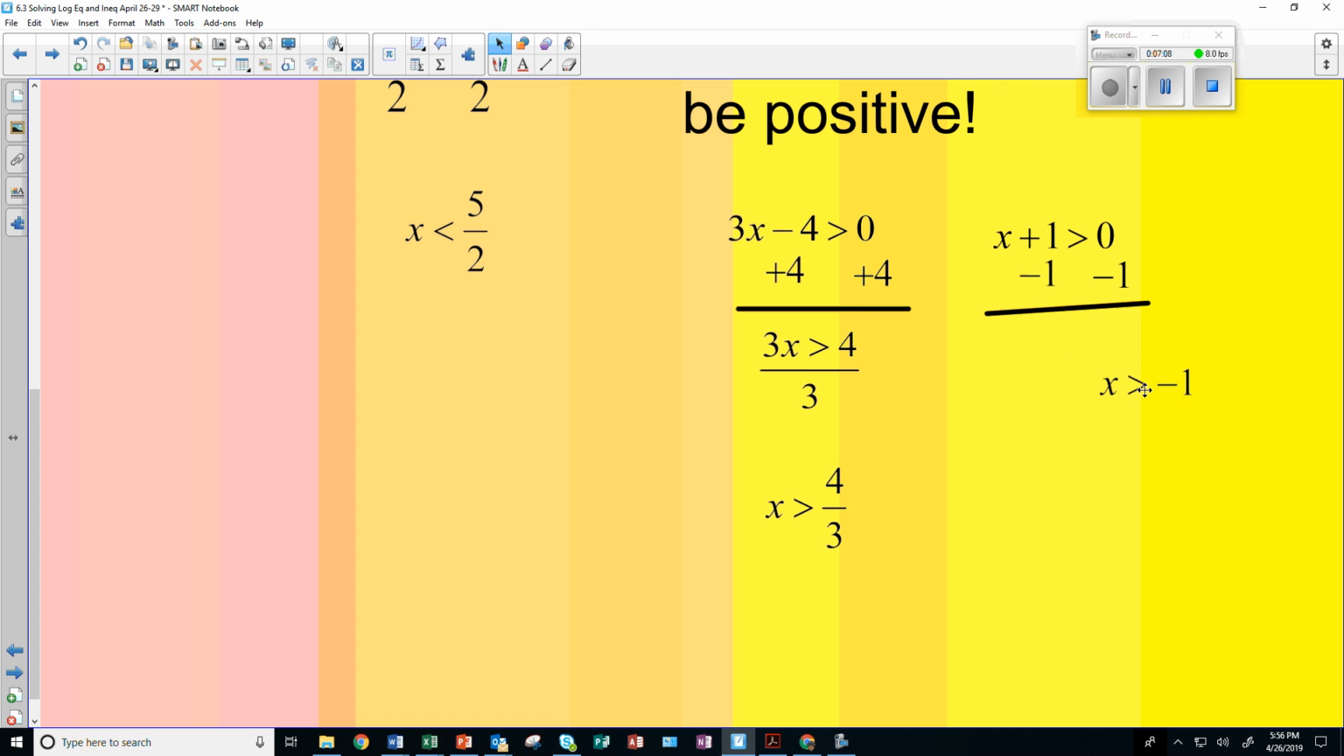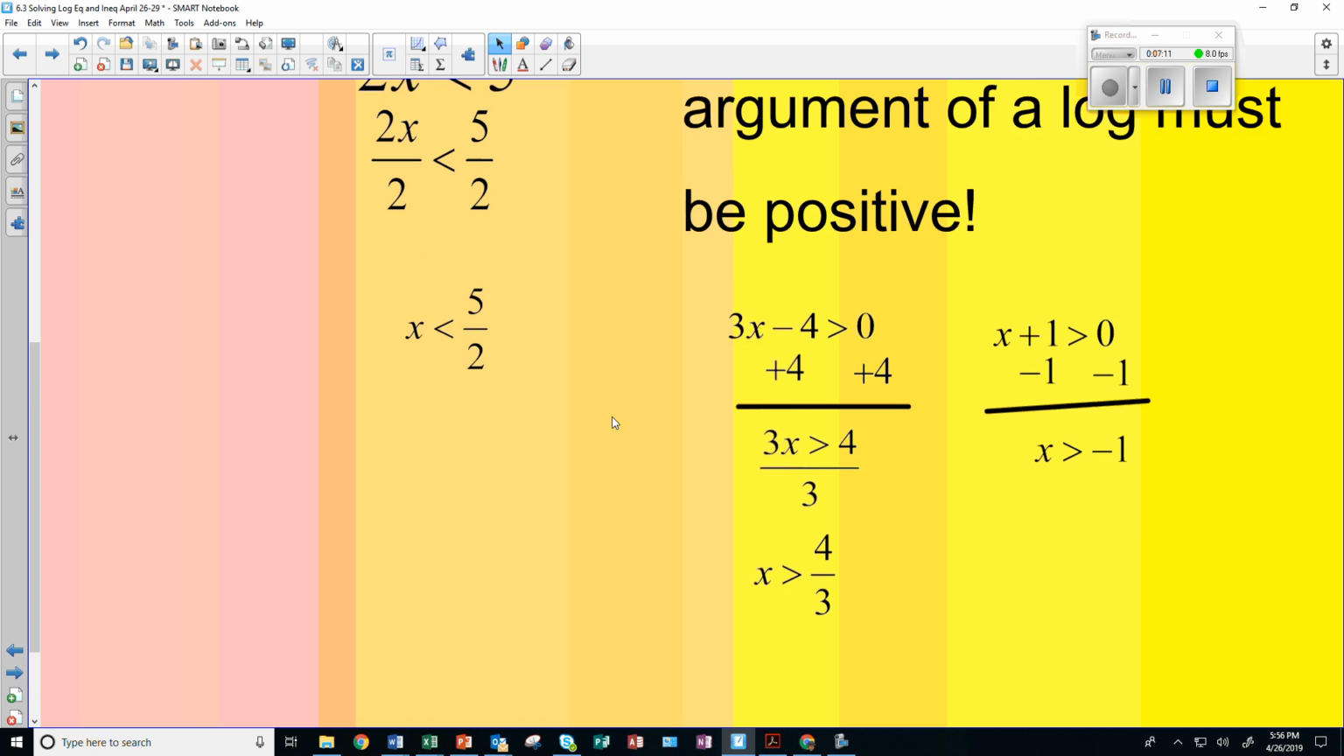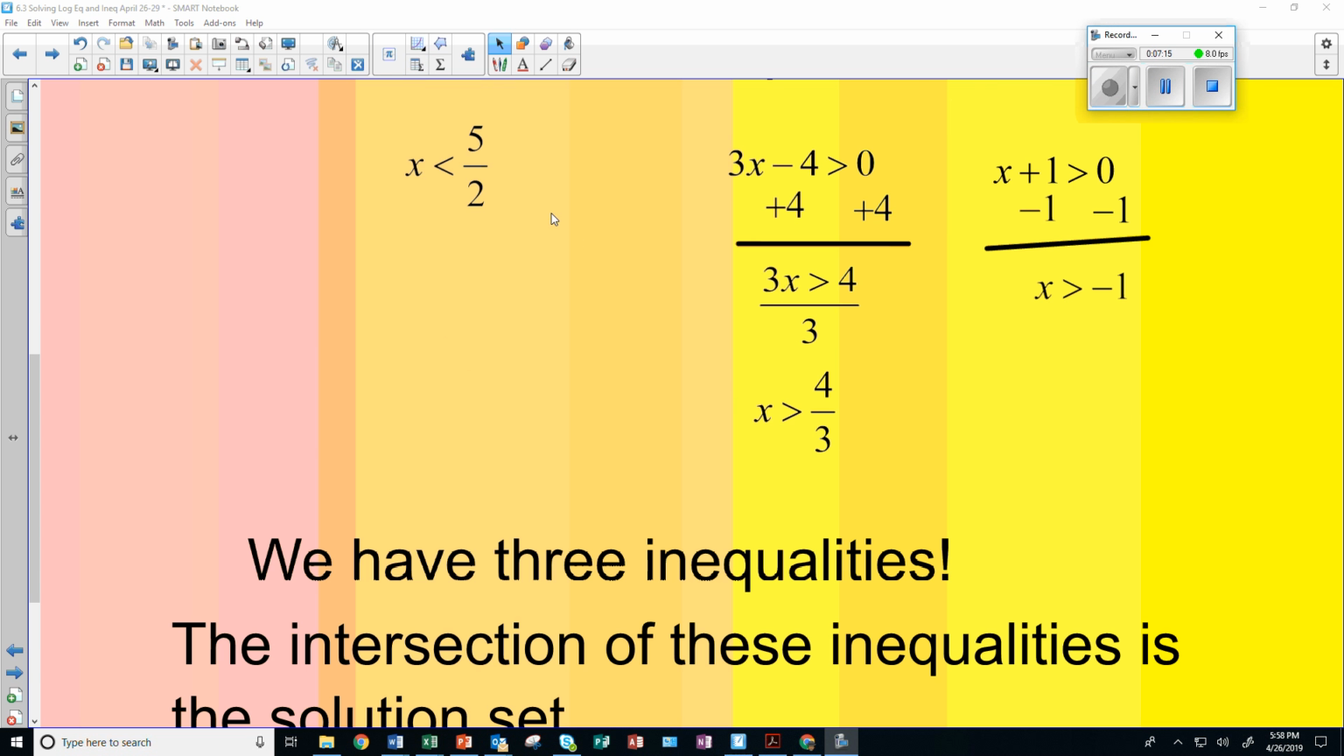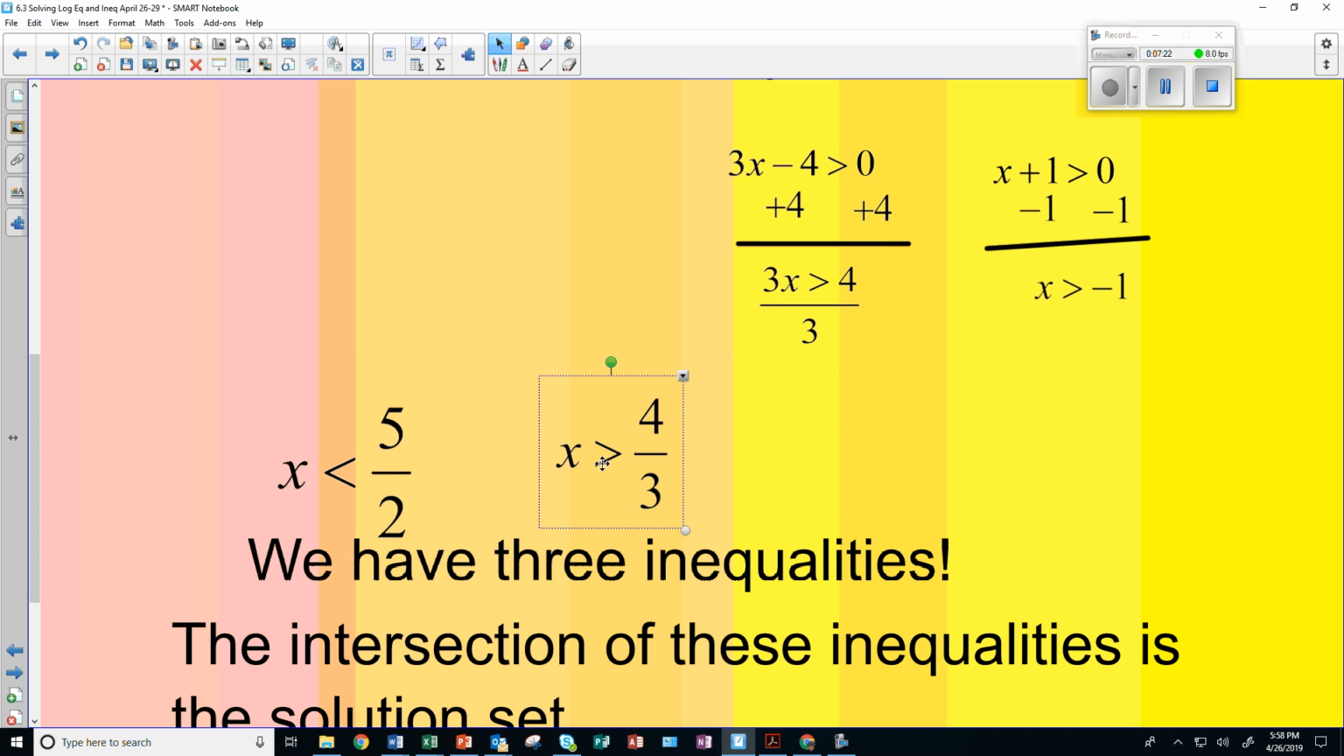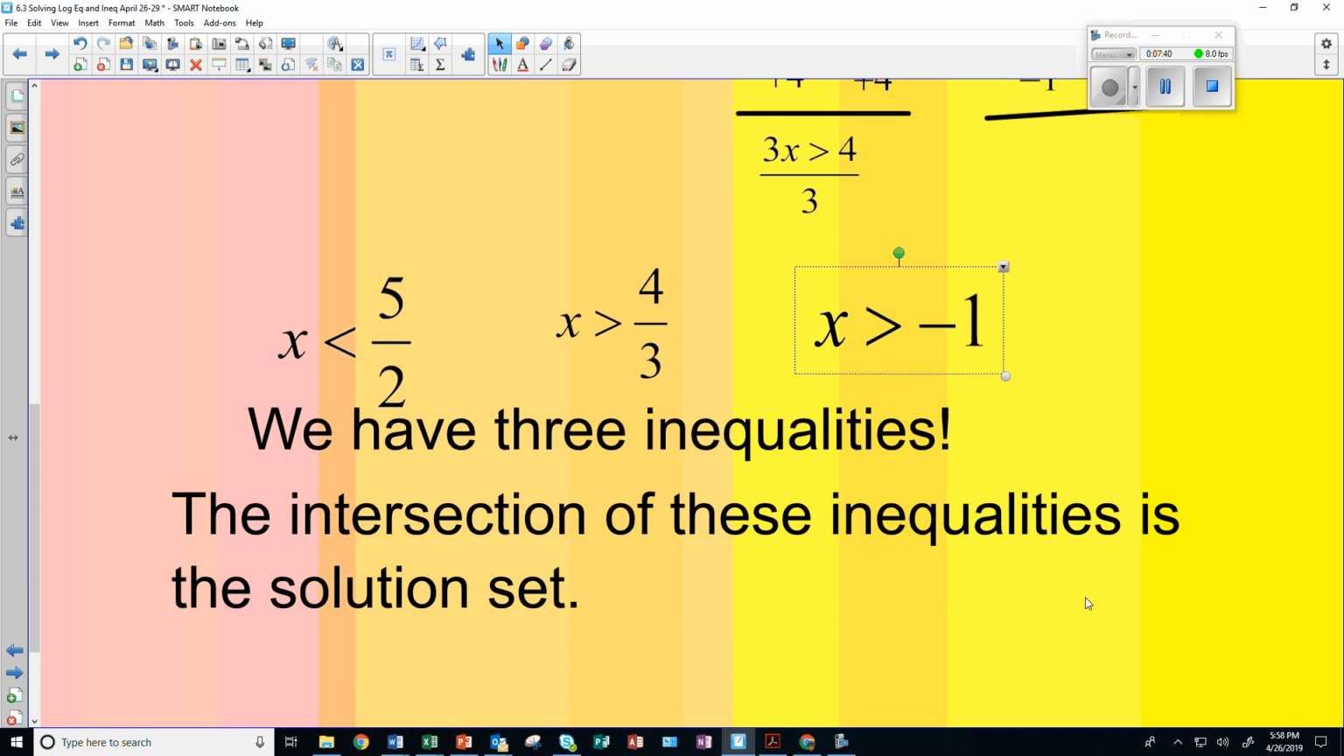So this is interesting. Look at this. x is less than 5/2, but it's bigger than 4/3, and it's bigger than -1. So all we need to do is satisfy all of these. We could do this by drawing a number line, or we can just reason this out. x can be greater than -1, x is greater than 4/3, x cannot be less than 4/3.